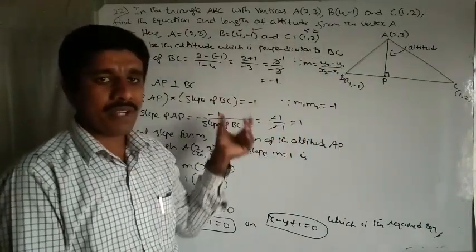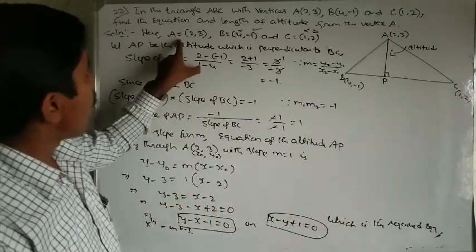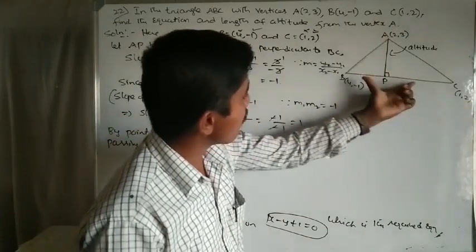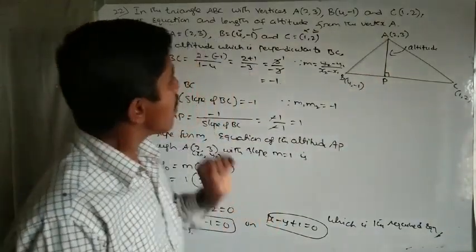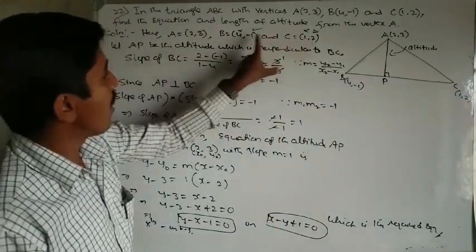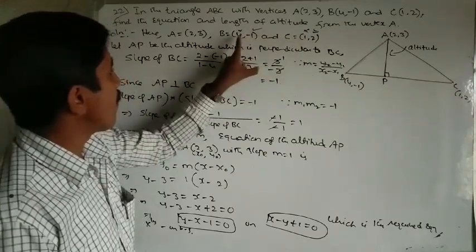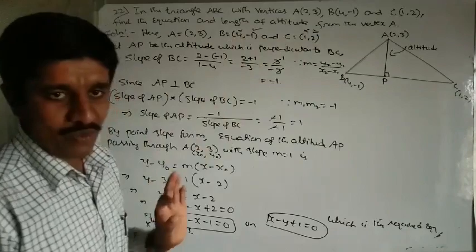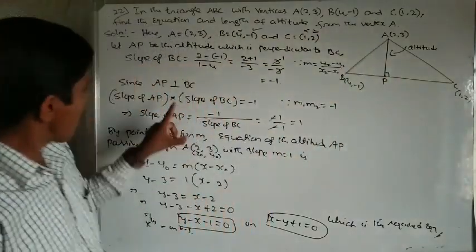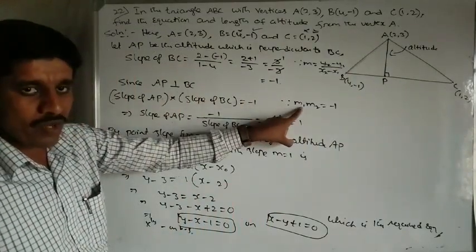I repeat once and then I am going to continue the problem. Here we have three vertices A, B, C. Clearly the altitude from the vertex means AP is perpendicular to BC. Got it. First find the slope of BC. Slope of BC by the formula: y2 minus y1, 2 minus of -1, divided by 1 minus 4. Simplify, you get -1. Since AP is perpendicular to BC, the product of their slopes is equal to -1. M1 times M2 is equal to -1.